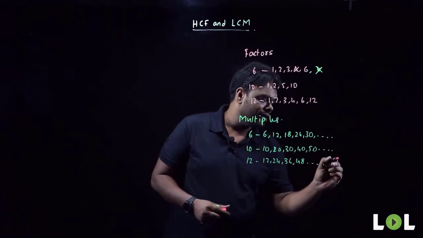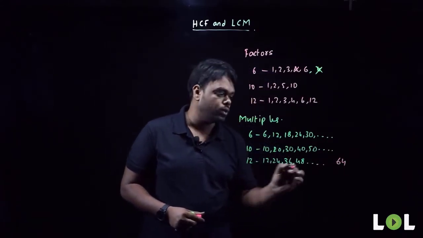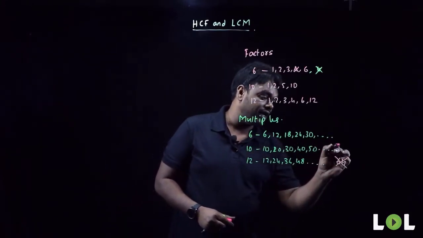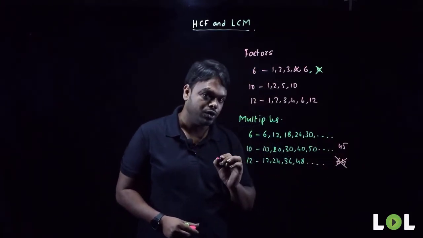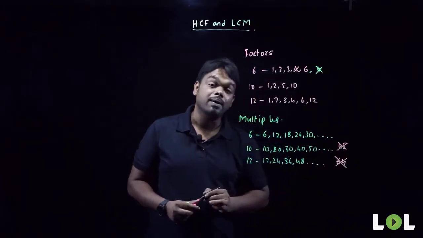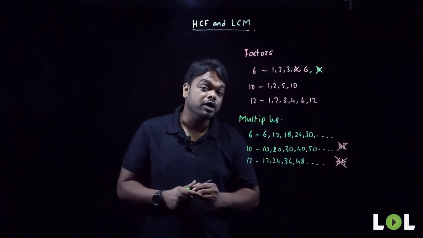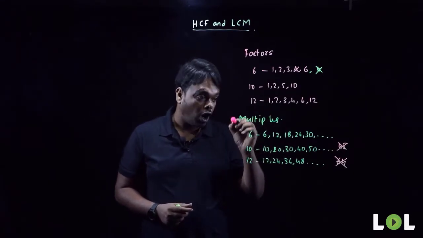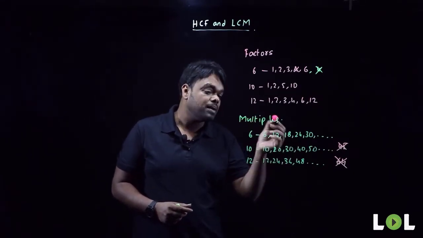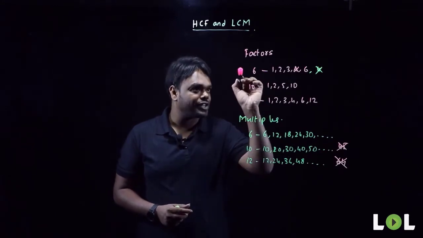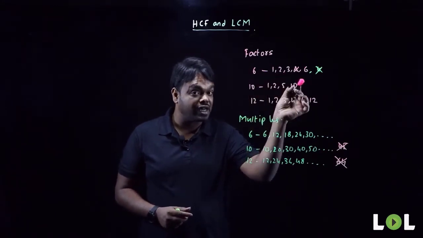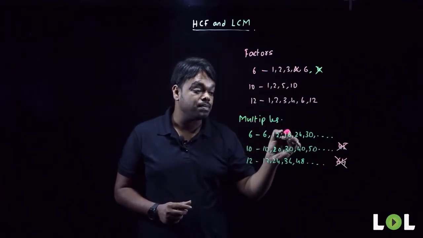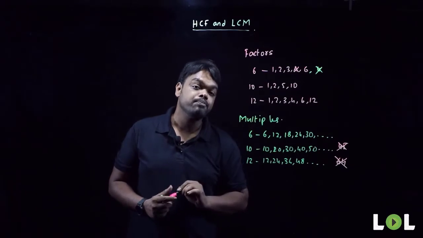Now, can I call 64 a multiple of 12? No. Why? 64 is not completely divisible by 12. Suppose I take 45, is it a multiple of 10? No, because 45 is not completely divisible by 10. So, what do you mean by multiples of any given number? Multiples of any given number are those numbers which are divisible by the given number. Factors of any given number are those numbers which can divide the given number. So, a factor divides the number, whereas multiples are divisible by the given number.